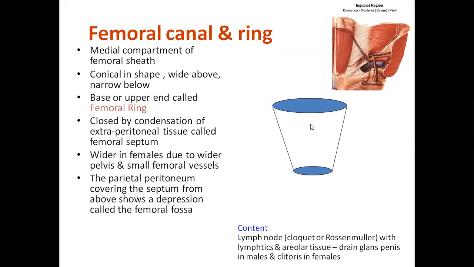The parietal peritoneum covering the septum from above shows a depression called femoral fossa. So here there is extraperitoneal connective tissue and the parietal peritoneum, because parietal peritoneum is adherent to the anterior abdominal wall. If you see from outer to inner, there is anterior abdominal wall, then extraperitoneal connective tissue, then parietal peritoneum. So the parietal peritoneum has a depression in it that's called femoral fossa.